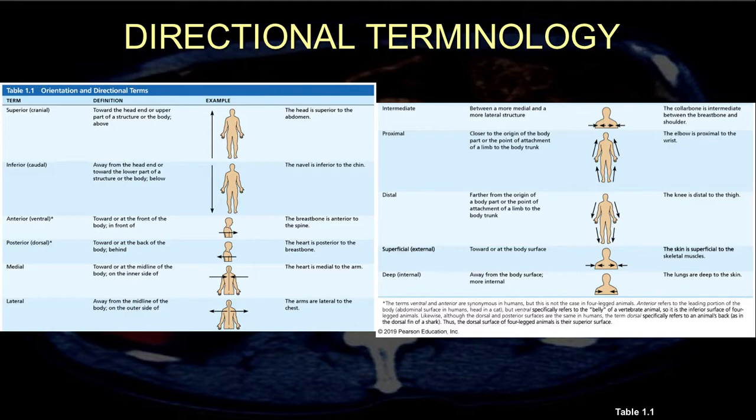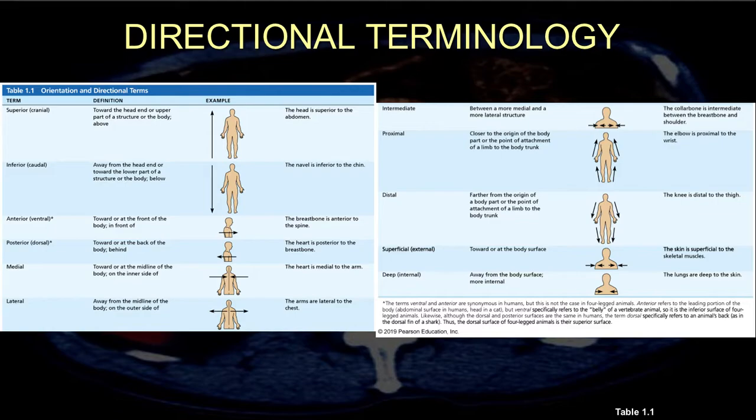The next two are anterior and posterior. Anterior you may also see as ventral, and posterior you may also see as dorsal. The anterior is closer to the front when you're in anatomic position. Posterior is closer to the back, again, when you're in anatomic position. That's going to come in handy with your hands. If this is anterior, this is posterior, even if you hold them like this. This is always the anterior side, and this is always the posterior side.